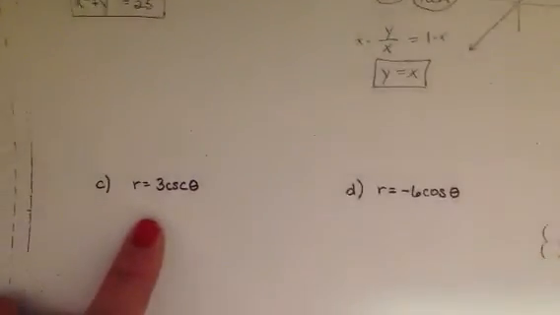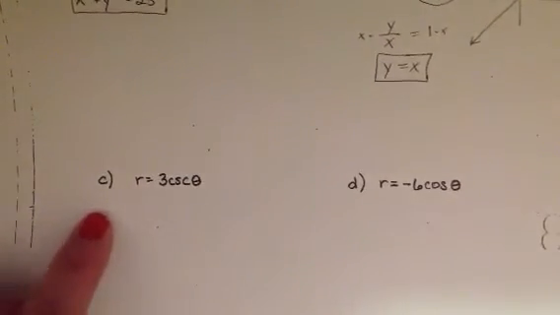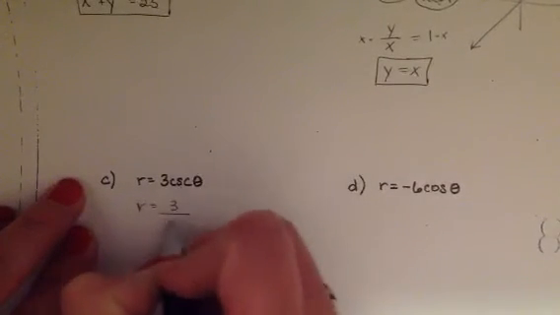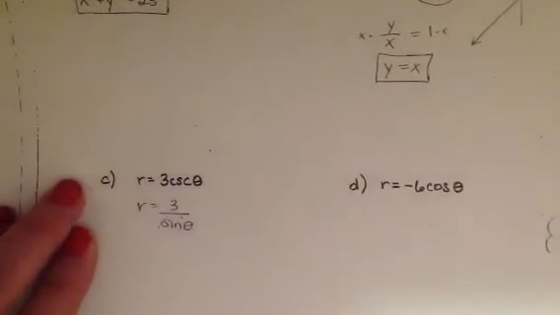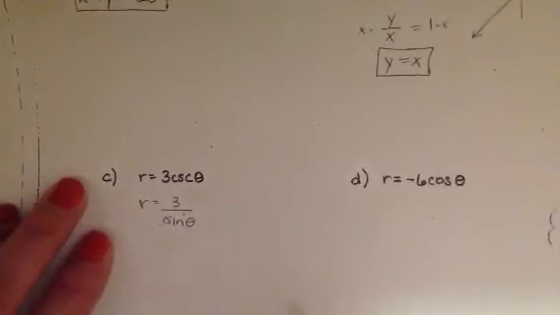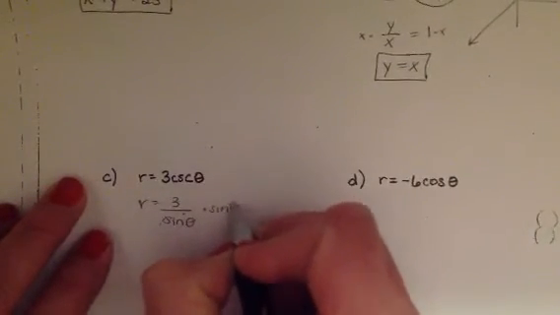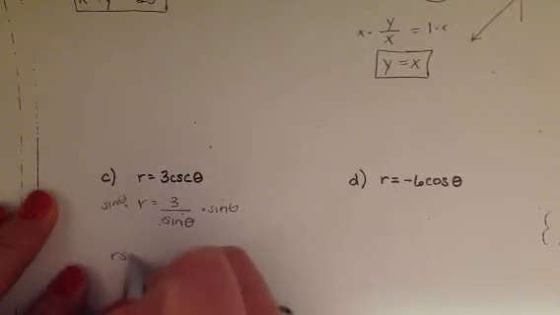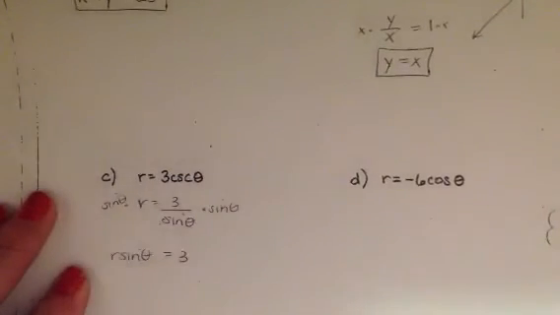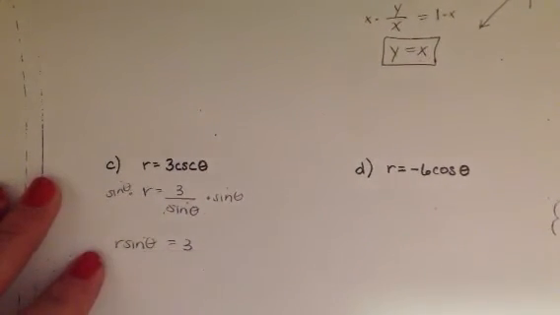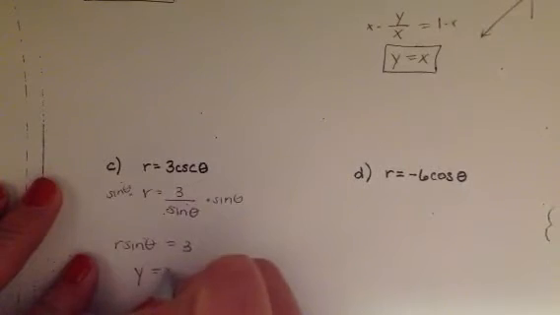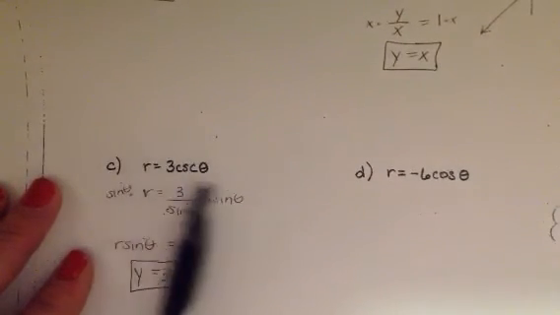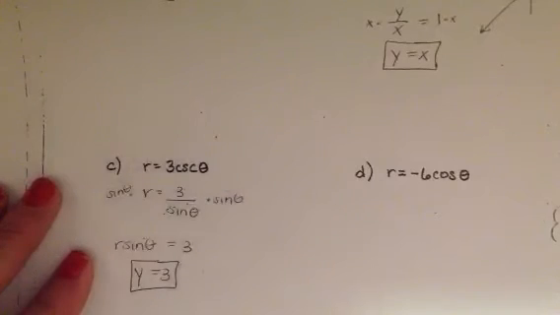This next one is different because we have a cosecant, and we can't really do much with cosecant, but we can change cosecant into 1 over sine, so that would make this 3 over sine theta. And then we don't usually like things in the denominator, so we're going to multiply both sides by sine theta. So we'll have r sine theta on the left equals 3. Well, that's nice because r sine theta is just y. And so that's a horizontal line at 3. Once we get into graphing polar stuff, you'll see that that's a horizontal line at 3.